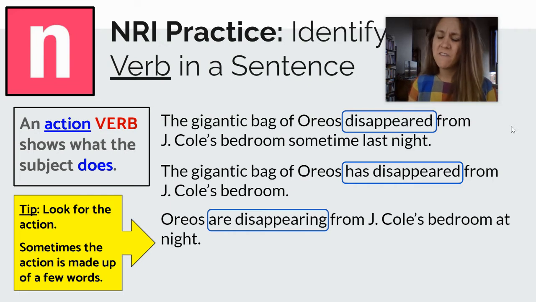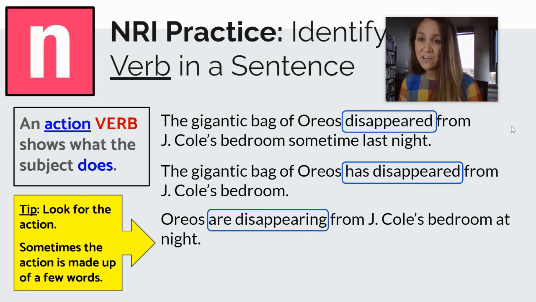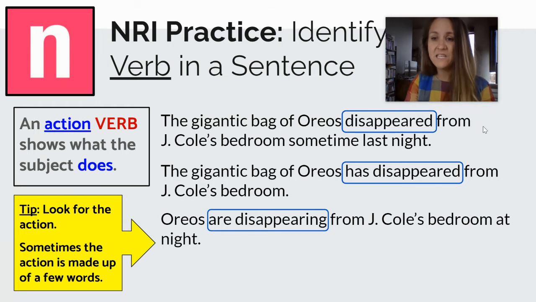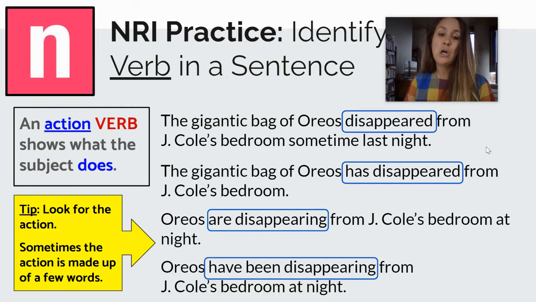Oreos are disappearing from Jake Hull's bedroom at night. In this case, we know disappear is the action, but are disappearing is the whole verb. Oreos have been disappearing from Jake Hull's bedroom at night. Same thing. We know disappear is the action. The whole thing here is have been disappearing.